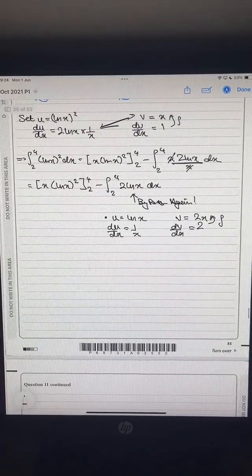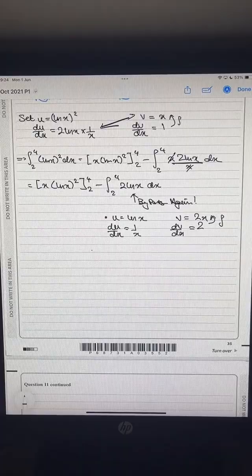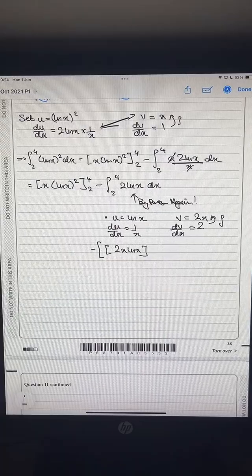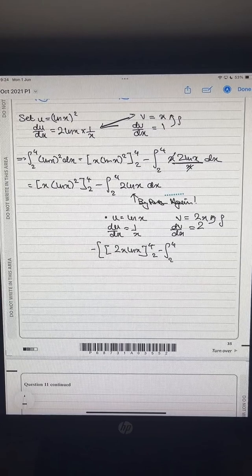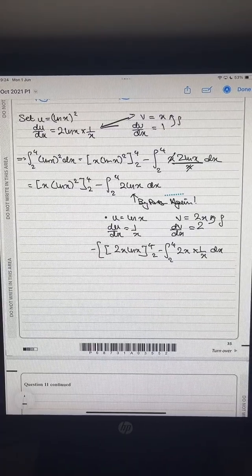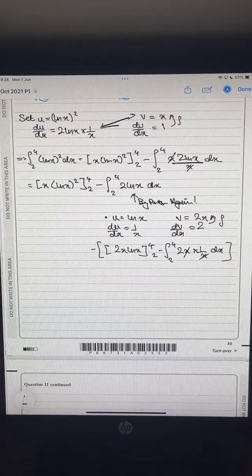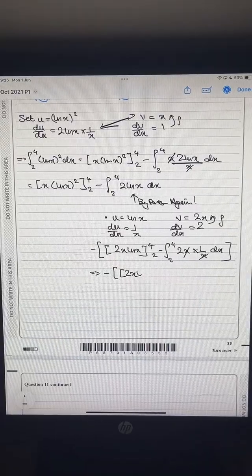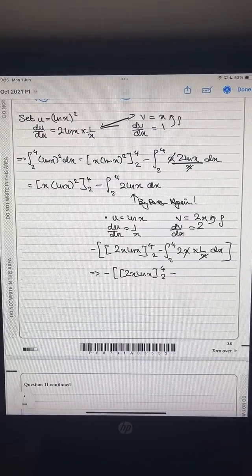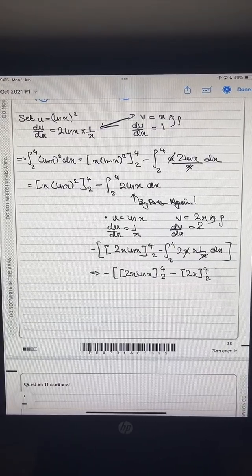And then I'm going to do by parts again. So I'm just going to take this part, ignoring the left-hand side, but not forgetting it. So minus, and then I've got 2x ln x because of uv from 4 to 2 minus the integral from 2 to 4 of 2x times 1 over x with respect to x, because then that's v du by dx. And then this and this can cancel, which is quite nice because then it just leads to minus 2x ln x from 4 to 2 minus, and then I'm integrating 2. So that just becomes 2x from 4 to 2.